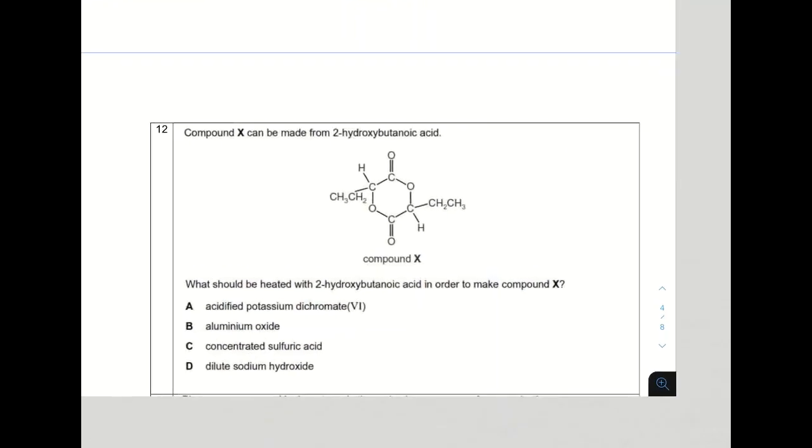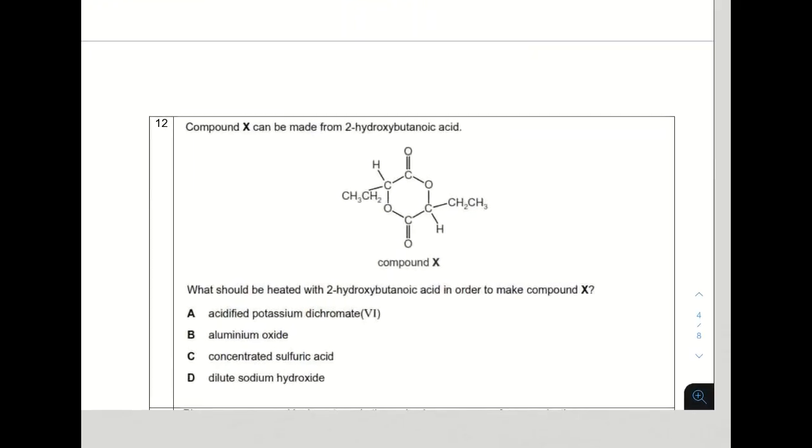For the next question, question number 12, compound X can be made from 2-hydroxybutanoic acid. So this is compound X. If I draw 2-hydroxybutanoic acid, this is going to be butanoic acid, and this is carbon number 1, and then this is carbon number 2, so 2-hydroxy, this is going to be OH over there.